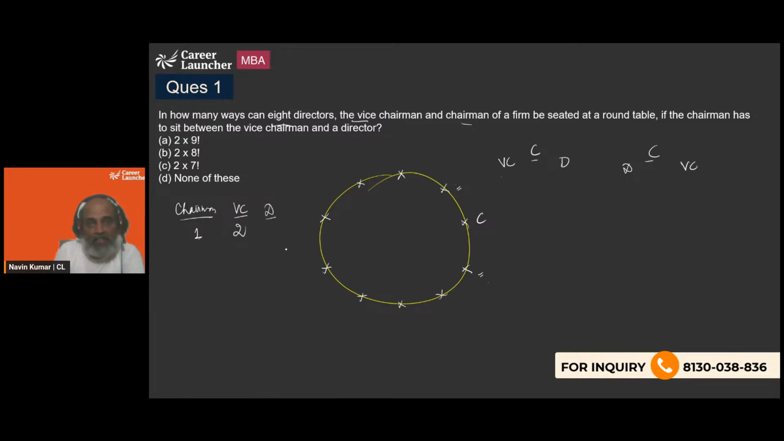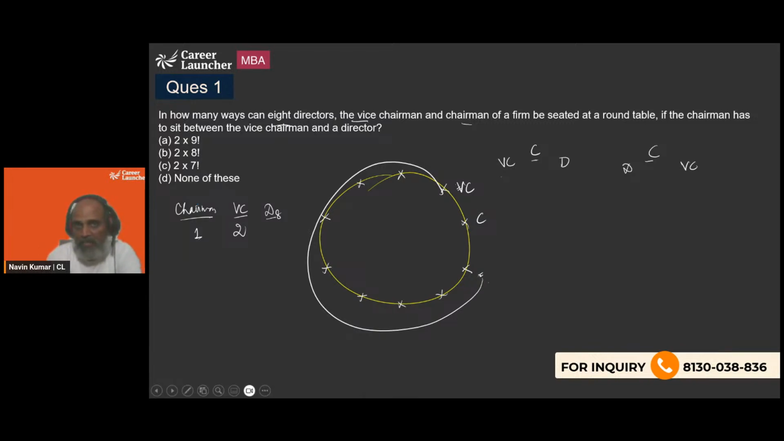Then let's bring in the directors. There are 8 of them. Suppose if vice chairman sits here, then the directors will occupy the remaining 8 places. If vice chairman sits below, the directors will accordingly sit at those remaining 8 places. Since directors, chairman, vice chairman, these all are people, these are distinct objects. So 8 people can be arranged in 8 factorial ways. So our answer should be the product of all these 3, because chairman has to sit and vice chairman has to sit, and then those 8 directors also they have to sit. So it's going to be 2 into 8 factorial, option B, right?